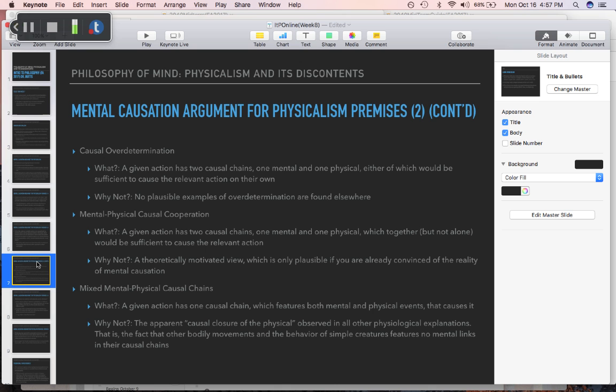So what are these three options in which mental events are their own separate things, and why should we reject them?